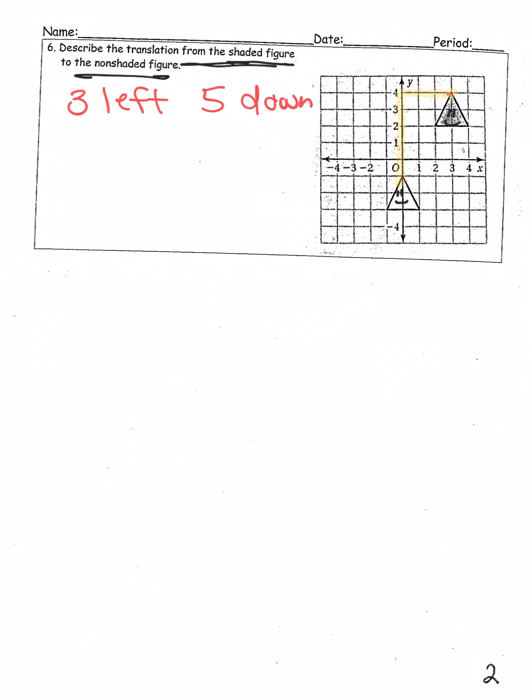Now I like to make sure that I didn't count wrong, so I'm going to check the other 2 points as well. So we went 1, 2, and now we're in that same column that the point down here is in, and that was 3, and then 1, 2, 3, 4, 5. One more. 1, 2, 3, 1, 2, 3, 4, 5. All of them are 3 to the left, 5 down. So that is our rule for this one.